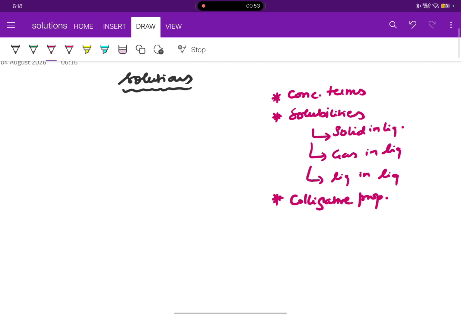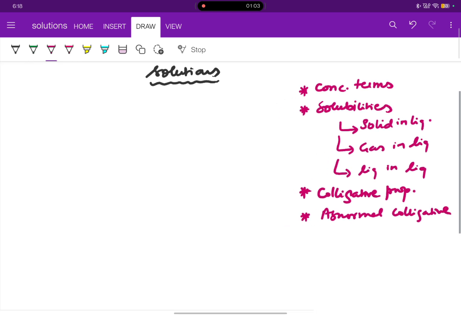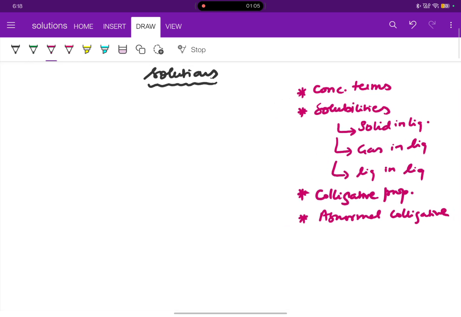Followed by colligative property, we will see abnormal colligative property. So it is a big chapter. That's all, nothing more than this. So first we will go with the concentration terms.